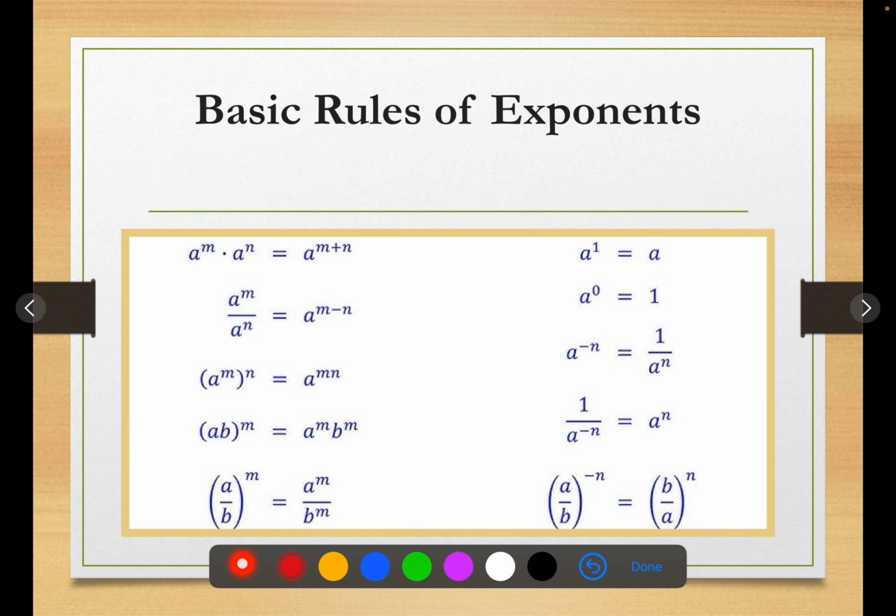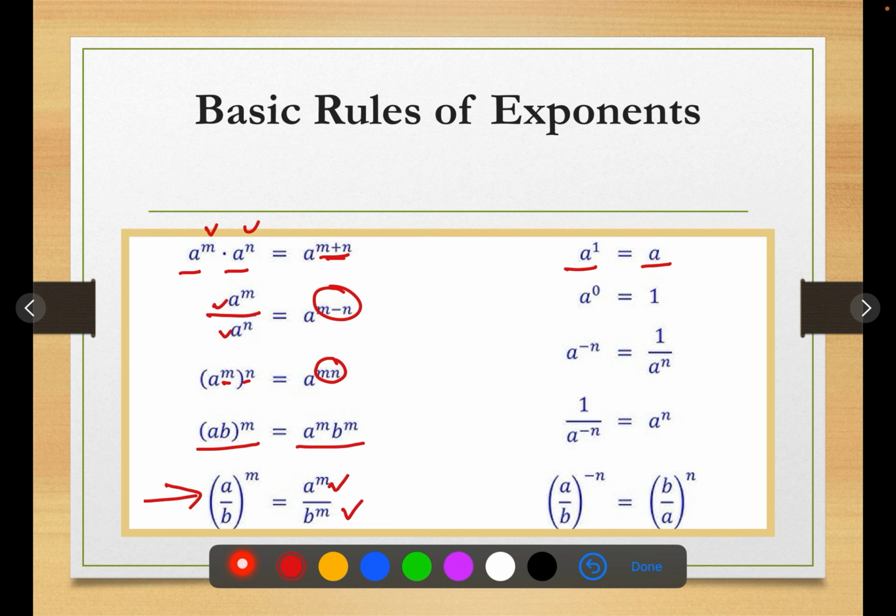Basic rules of exponents. We have learnt all the rules in our previous classes. Let's review quickly. Whenever I have the same base, different powers, I add the powers. Whenever I have the same base in division, I subtract the powers. Power to the power, we always multiply both the powers. When I have the same power with the multiplication of two numbers, I can split. Similarly, I can do the splitting in terms of division also.